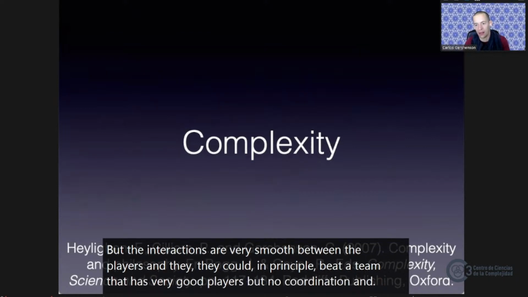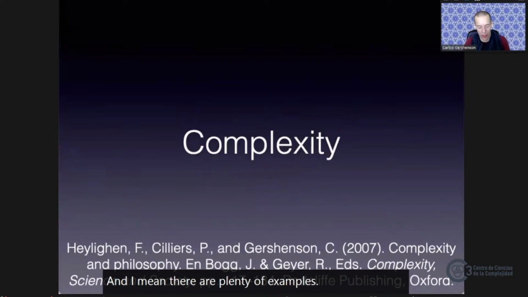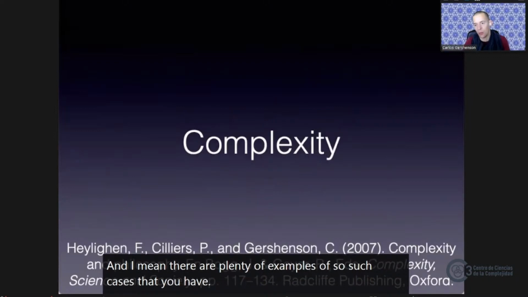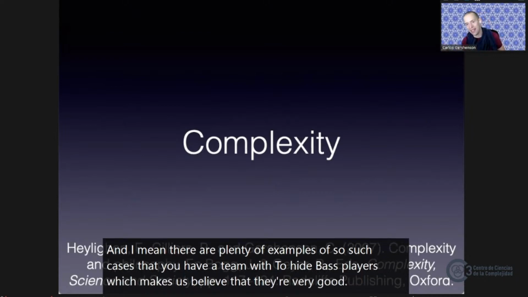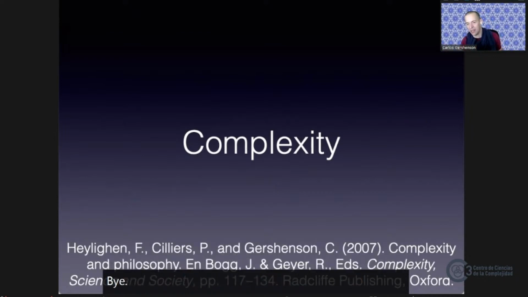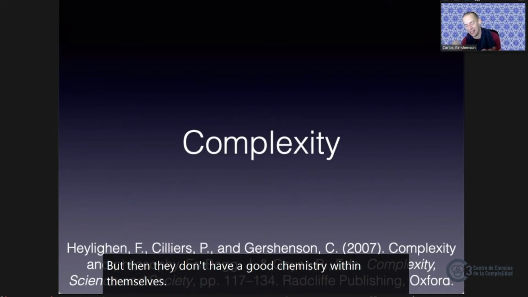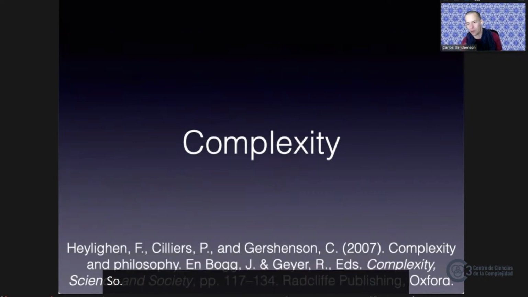And I mean, there are plenty of examples of such cases, that you have a team with, let's say, high-paid players, which makes us believe that they're very good. But then they don't have a good chemistry between themselves, and the team doesn't play well. So of course, you need both. You need good players and good interactions.